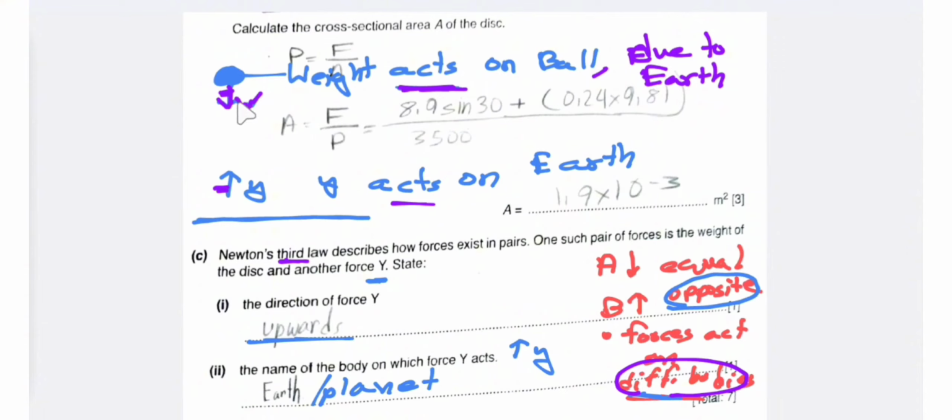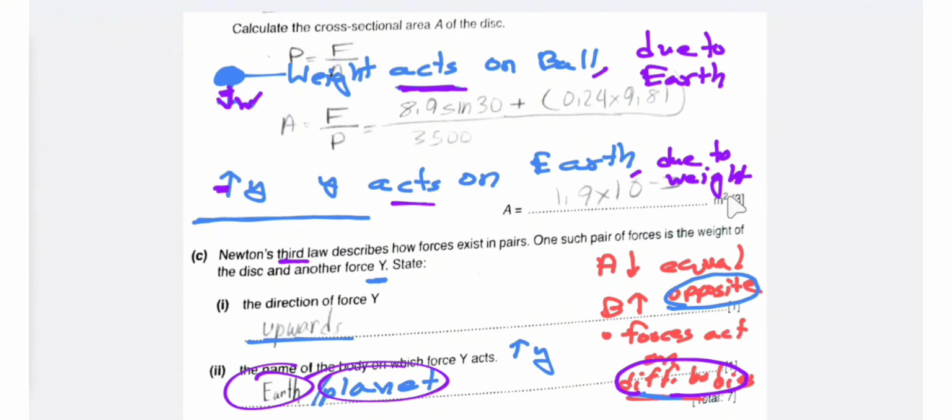So weight is acting on the ball due to the earth, or due to the gravity of the earth. So Y must be acting on the earth due to the weight. Therefore, the Y force is acting on the earth, or on the planet. Weight is acting on the ball, Y is acting on the earth, and they are acting on different bodies.